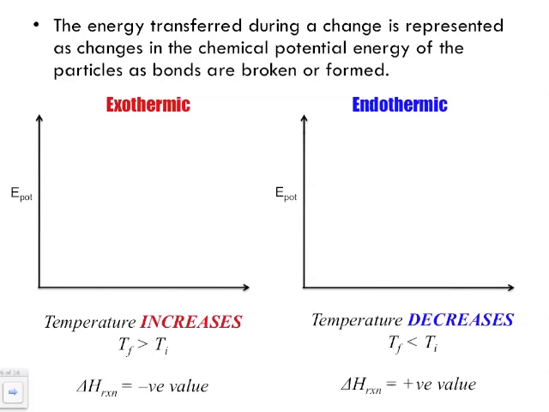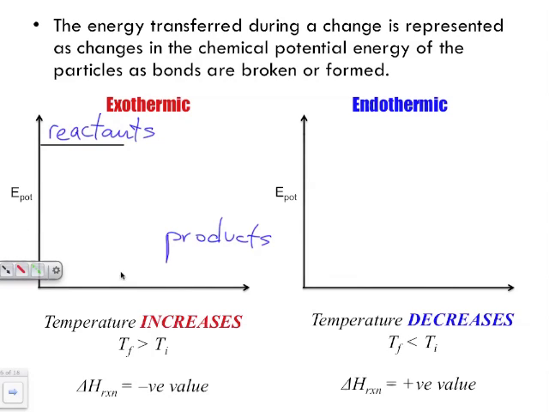Now, for such a reaction, we are going to have the following. In an exothermic reaction, the potential energy is higher in the reactants than it is in the products, and the products are lower. And this is just a recap of what we've already talked about in the past.